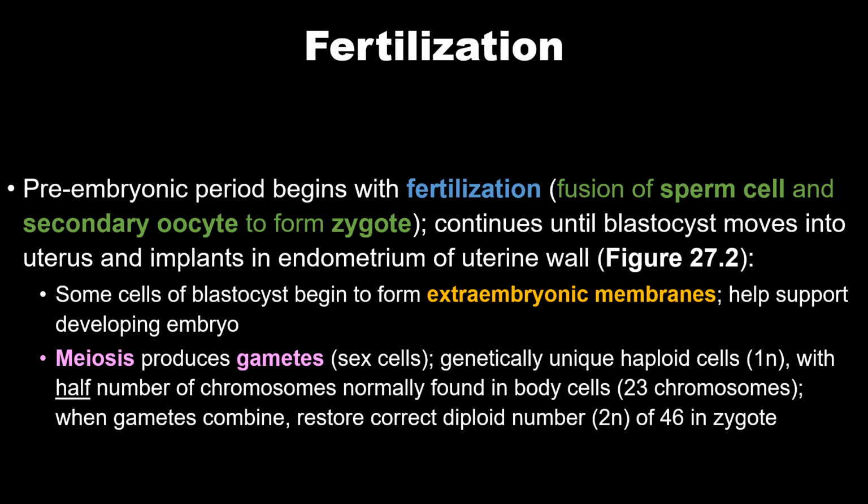Now, if you guys remember from the A&P, or the reproductive chapter, we talked about the process of meiosis and how it produces gametes. Now, these gametes, or sex cells, are genetically unique haploid cells with half the number of chromosomes that are normally found in these body cells, right? Each gamete contains 23 chromosomes, and when the gametes combine, they restore the correct diploid number, 2n number, of 46 for the future cells of the new offspring.